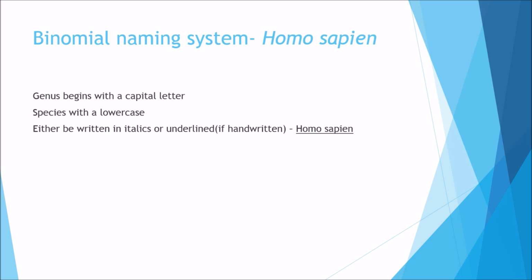When it comes to binomial naming, there are just a few rules that you need to obey. The genus, in this case Homo, always begins with a capital letter, and the species with a lowercase. When typing this on the computer, you need to make sure it's in italics, or if you're handwriting it, it must be underlined. It just makes it easier for the names to be identified.